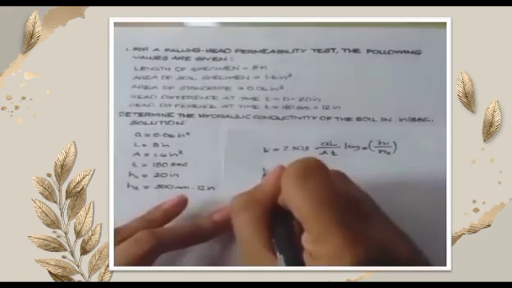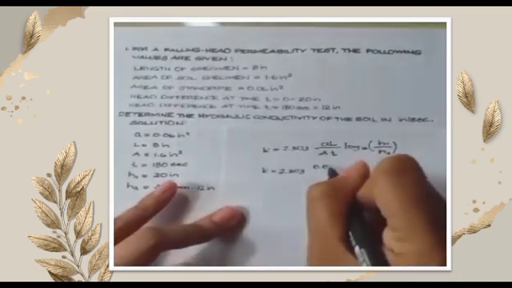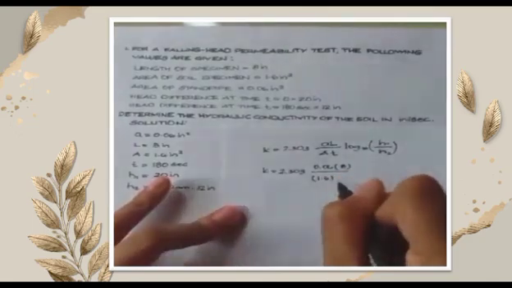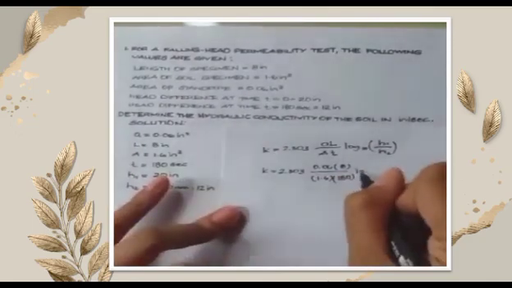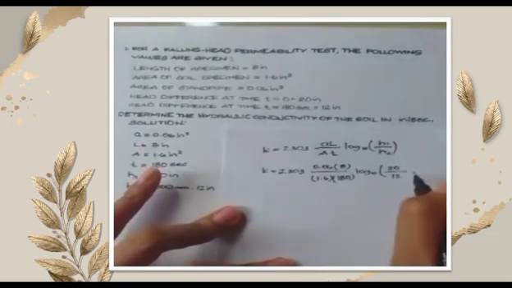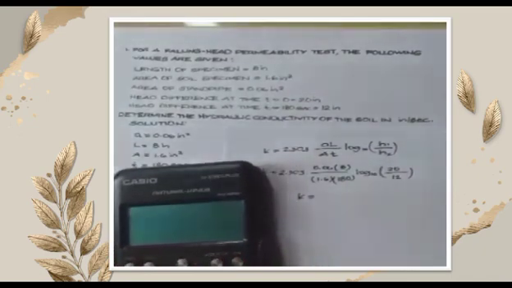So we have K is equal to 2.303 times a, which is 0.06, times the length 8, over 1.6 times 180 seconds, log 10 of H sub 1, which is 20, over 12 inch. Our K will be solved in a calculator. 2.303, 0.06 times 8, divided by 1.6 multiplied by 180, then log of H sub 1 over H sub 2, which is 20 over 12.